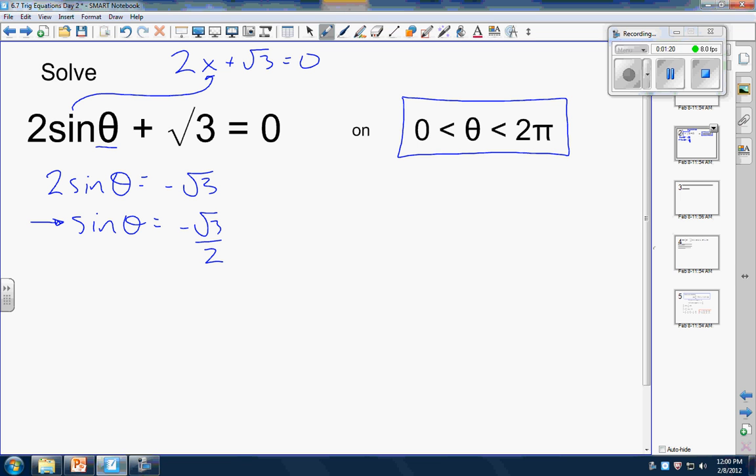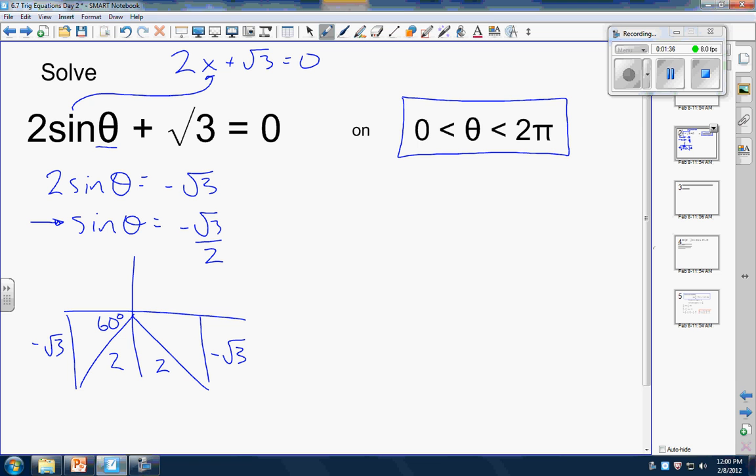But we're going to do the same things. So if we know sine's negative, it's got to be here and here. Here's your negative square root of 3, negative square root of 3. That means this has got to be a 60, and that's got to be a 60. Okay, but we don't want those. We want where they come all the way around to it. So to get to here, we're going to say that happens at 4 pi over 3.